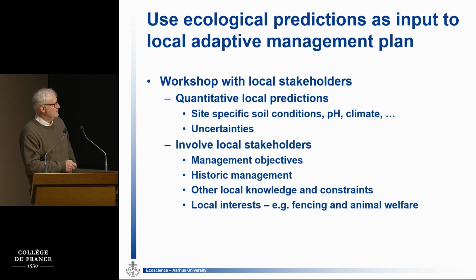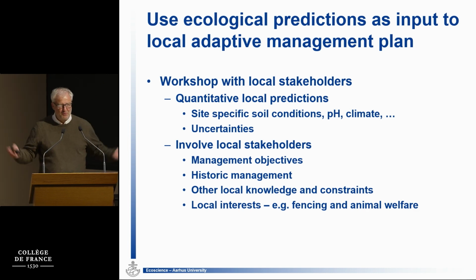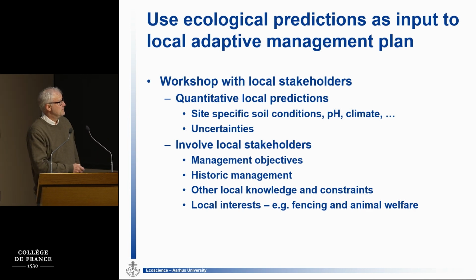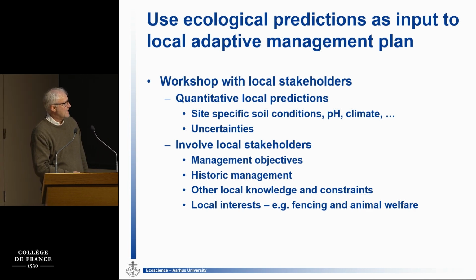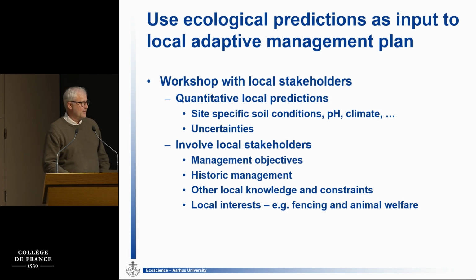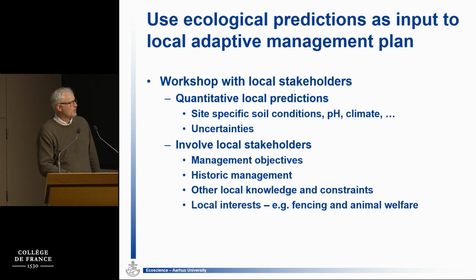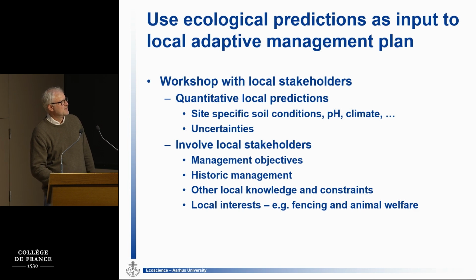And of course, this is a general model based on averages across the whole country, and there will be a lot of different management objectives, what have happened earlier at the sites. There could be other local knowledge and constraints that is not taken into account in the modeling. And then, of course, local interests about fencing and animal welfare, which seems to be a big thing in Denmark right now, whether we should fence natural areas or not.